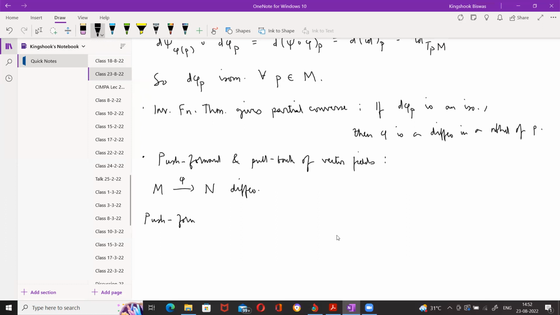So the push forward is the following. Any vector field on M, I can push forward to a vector field on N. Okay. So how do I do that?